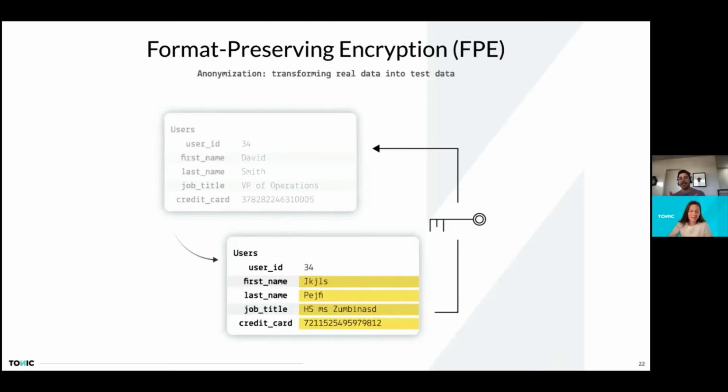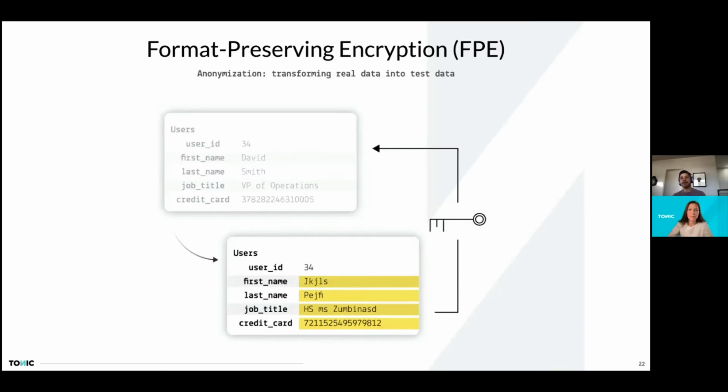If all Davids become JKJLS, and I know the frequency of David in my original data set, or I just know the frequency of David in the world, right? It's a pretty common name. Then I can make a guess as to what JKJLS is in the original data set.